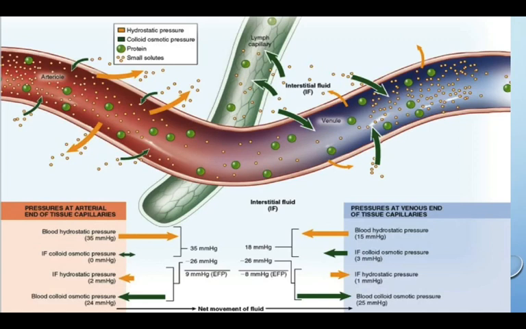So here is hydrostatic pressure right here. It is orange. See here? Hydrostatic pressure is orange. This is the beginning of the capillary. Okay? This is at the arterial end of the capillary. Important concept, arterial end, because it has higher pressure at the arterial end of the capillary. Okay? Higher pressure at the arterial end, lower pressure at the venular end.